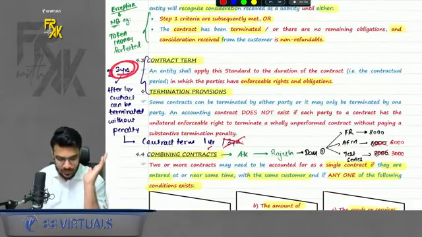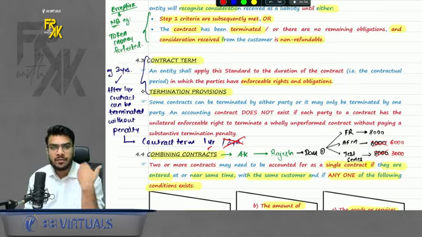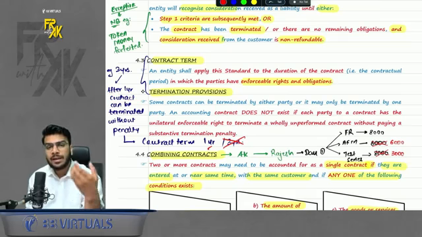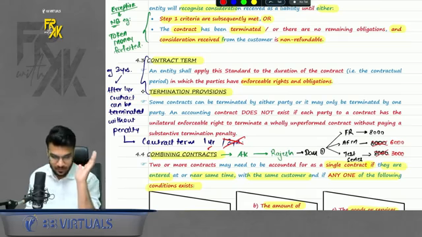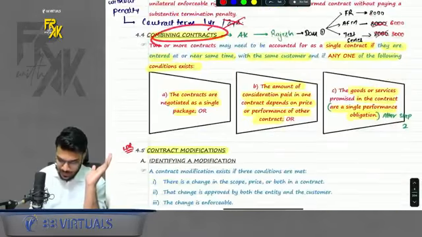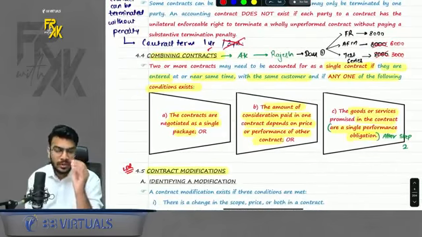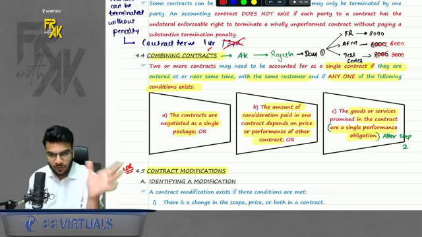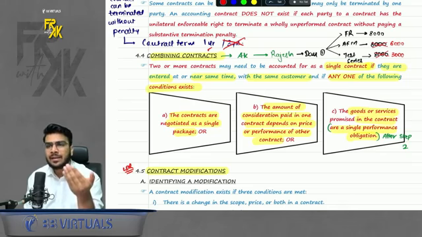So let's say we entered into a 3 years contract, where I will give you 3 years of teaching services. But we also say that after 1 year, the contract can be terminated without penalty by either of the parties. So here the contract term won't be 3 years, it will be 1 year. Simple. Then combining contracts. It says if you enter into multiple contracts with a single party at the same or near point of time, then you might treat it as a single contract.